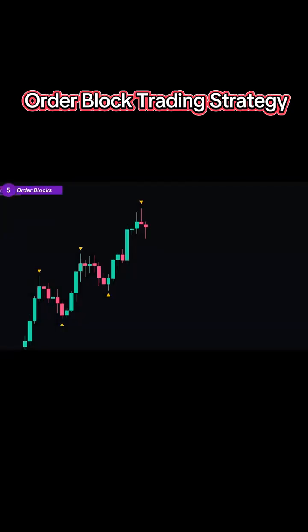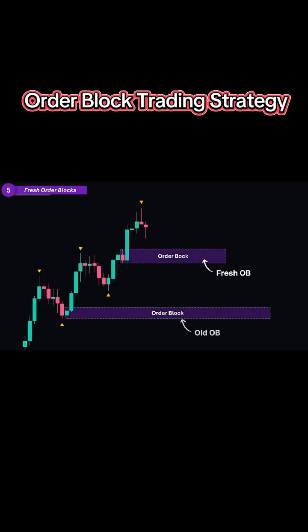Our next important finding from the backtesting was that freshly formed order blocks consistently performed better than older ones. As the market moves, market sentiment changes. Spending too much time waiting for the price to return to an old order block often leads to lower quality trading opportunities because the market structure has already shifted. For this reason, we always prefer trading recently formed order blocks over older ones.